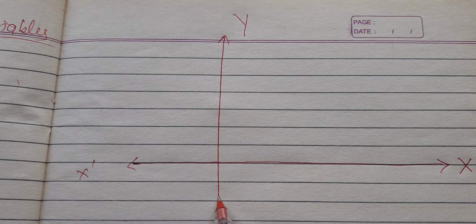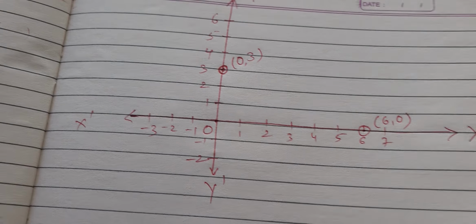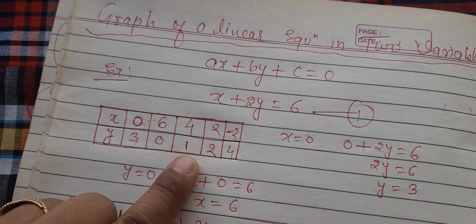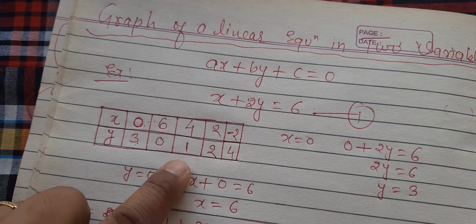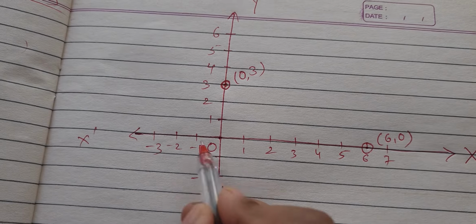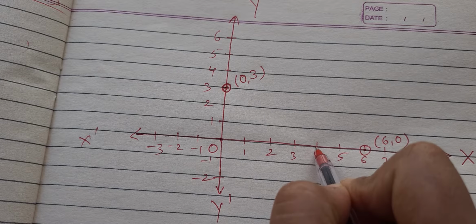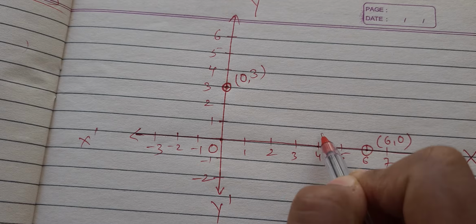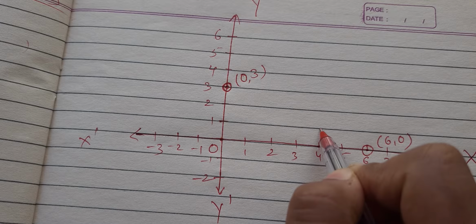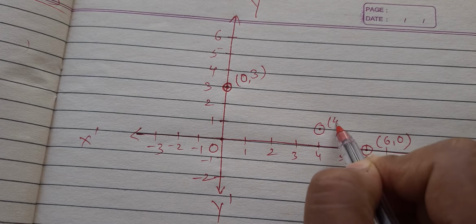Next point is 6, 0 means x equals to 6, y equals to 0. X equals to 6 is this and y 0 means this vertical distance is 0. So x equals to 6 and y 0 is this point only. So this point is 6, 0. The next point is 4, 1 means x equals to 4 and y is equals to 1. So from here we will measure 1 unit vertically. So this point represents 4, 1.